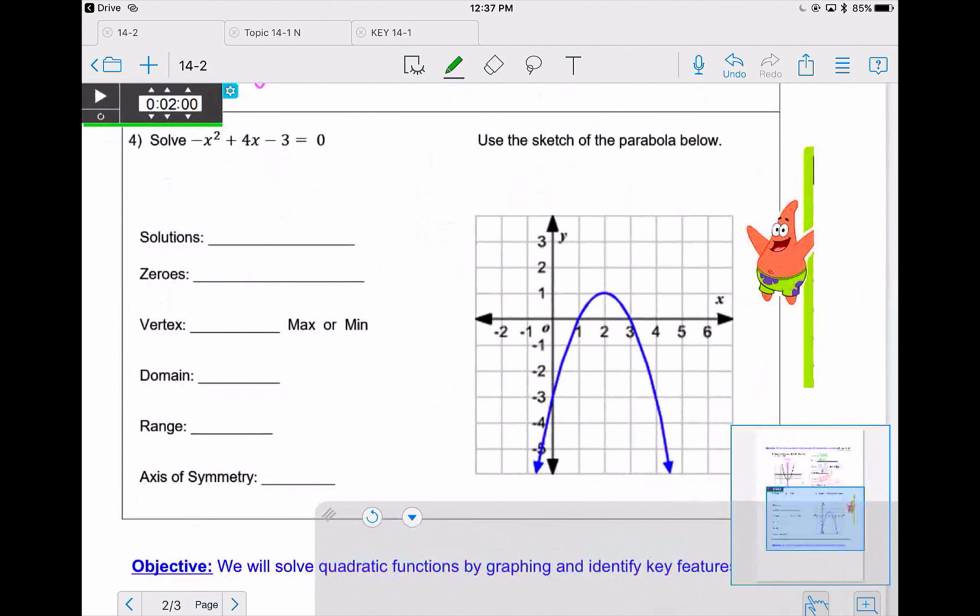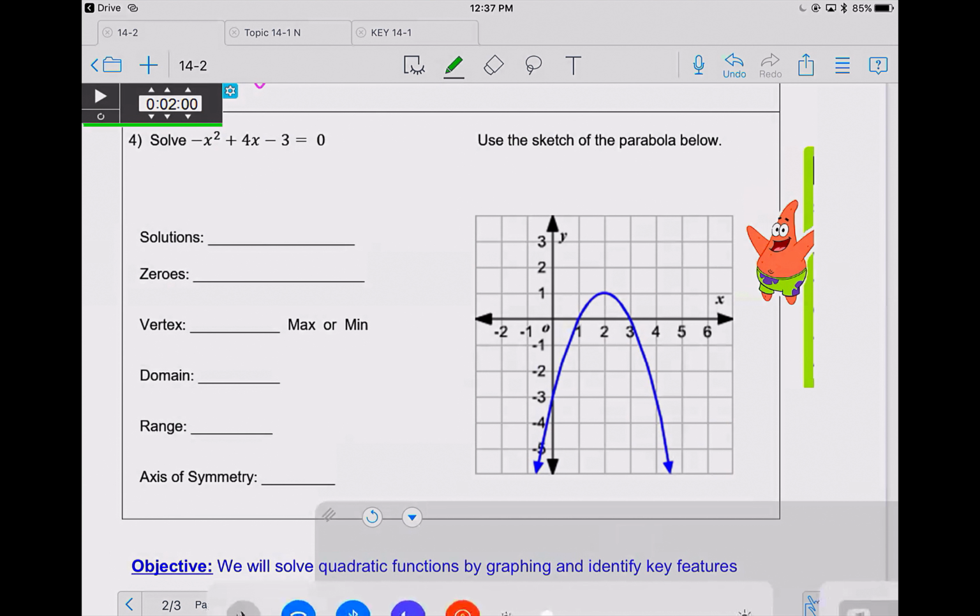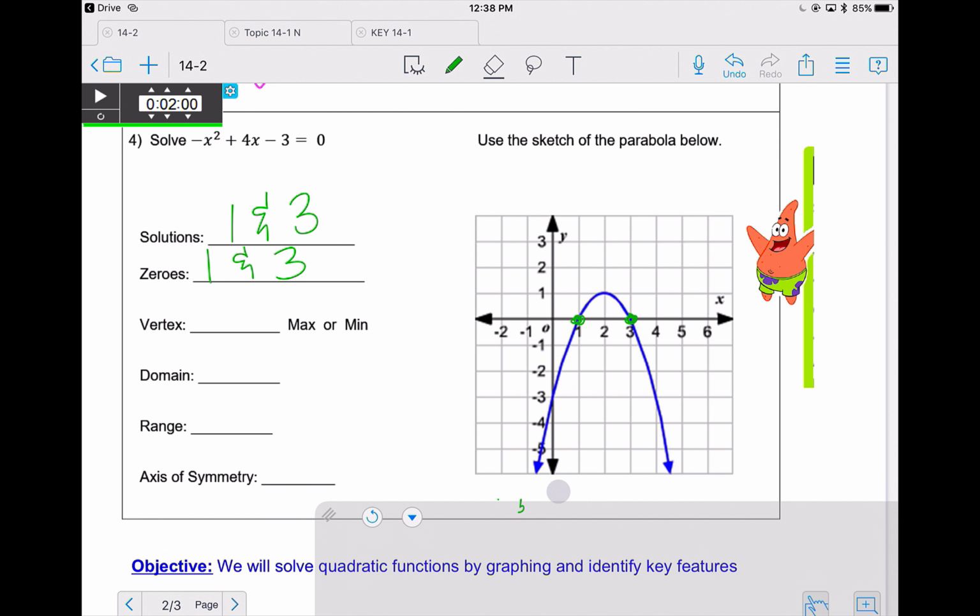Problem four asks me to use the sketch of the parabola below to solve negative x squared plus 4x minus 3 equals 0. My solutions are the points where it crosses, so 1 and 3. Remember, if you're asked for the zeros of the function, it's the same thing as the solutions, the same thing as the x-intercepts. Always looking for where it crosses the x-axis. Vertex is the highest or lowest point. In this case, we have a maximum, and it is at the point 2, 1.